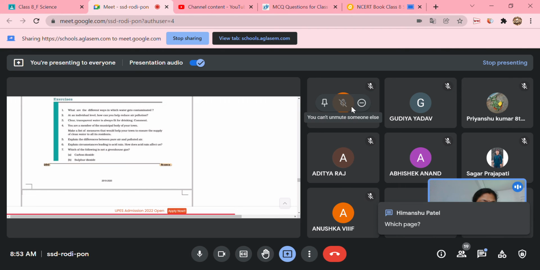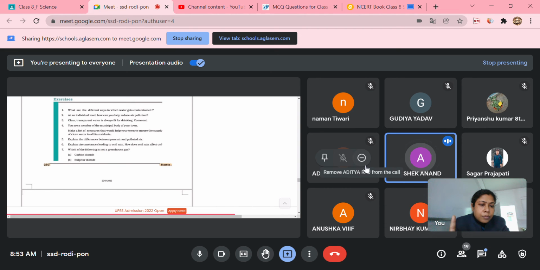Okay. Any other point? We are discussing the question. Yes, Abhishek. Ma'am, we can use chlorine tablets to give purified water. Yes, in class 7, in the water treatment plant, you have read that we can use chlorine and ozone to make water disinfected, that is, free from microbes.